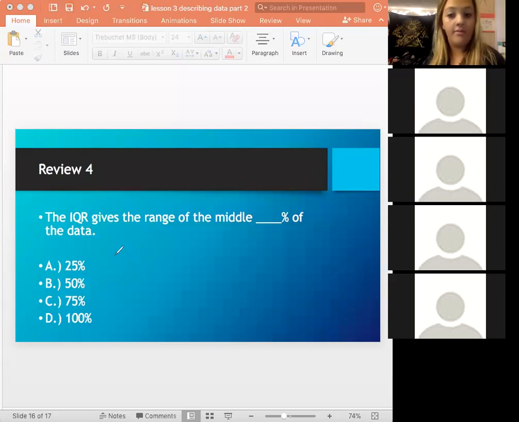So IQR, remember, if we draw this box plot, I love box plots. Let me just tell you guys, I'm going to get a tattoo of a box plot and the empirical rule. I love them. They're so much fun.